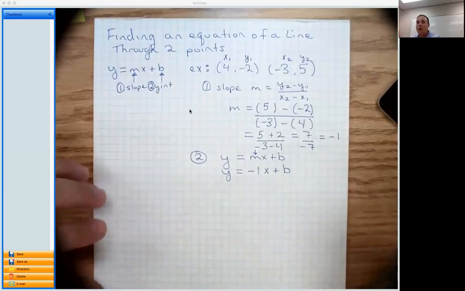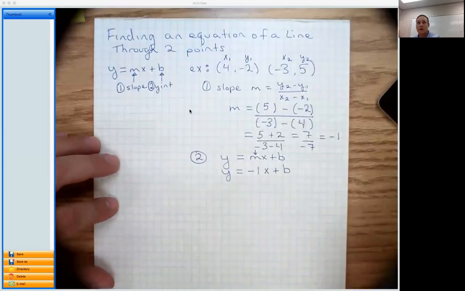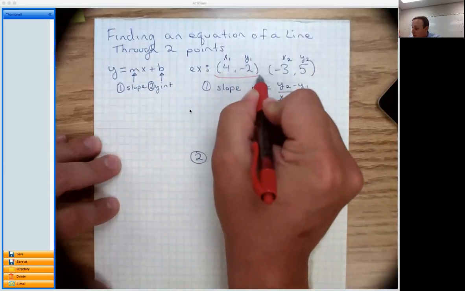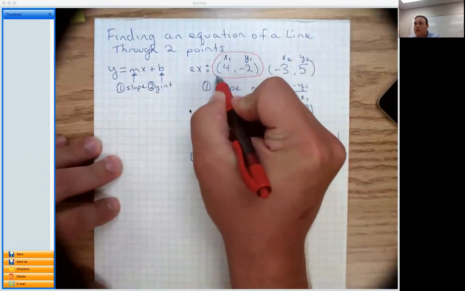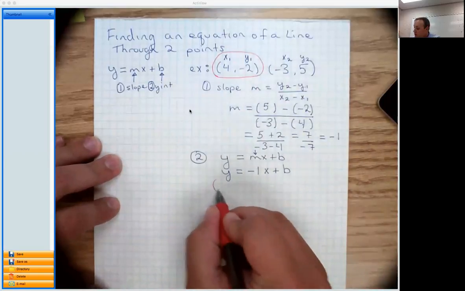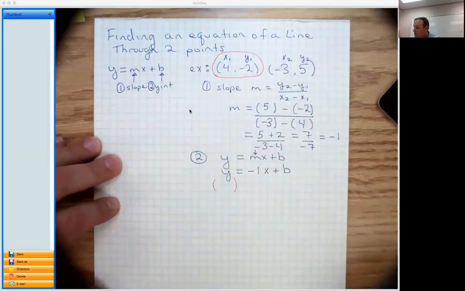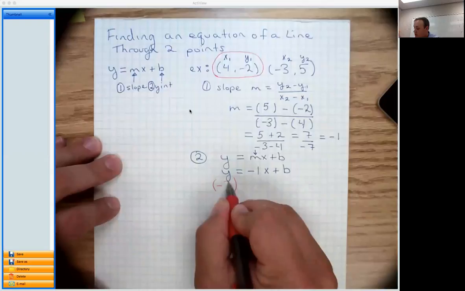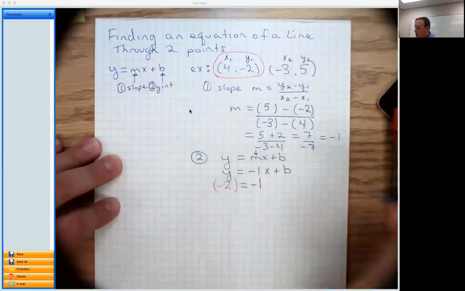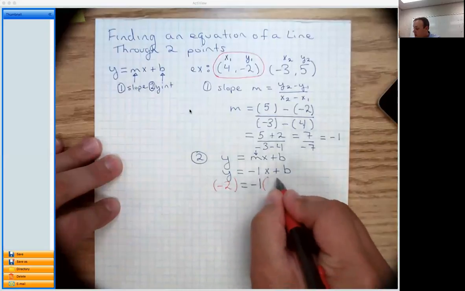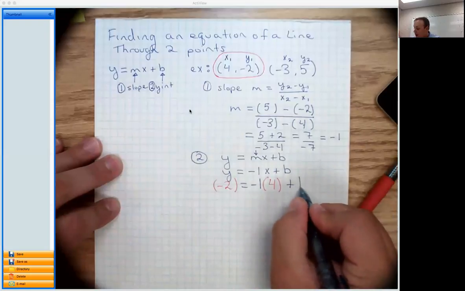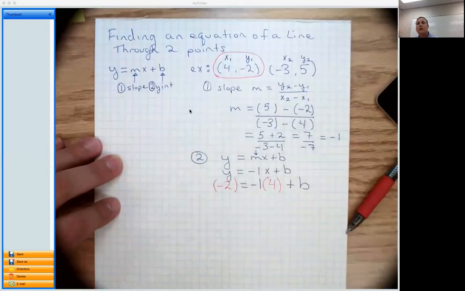I have to plug in one of these points to know where my y-intercept is. So I'm going to choose this one to plug in. All right, so what will go in for y? Negative 2. All right, and negative 1's my slope. What's going to go in for x? 4. And all I have to do is solve for b.